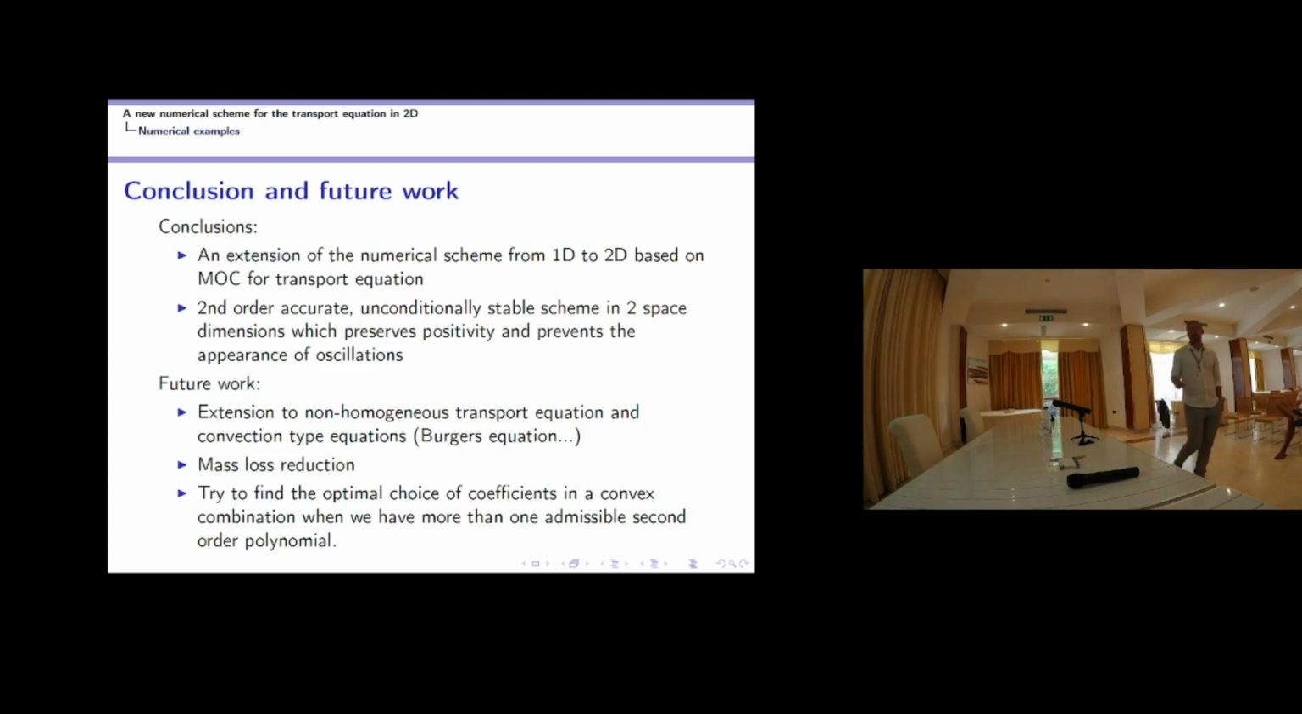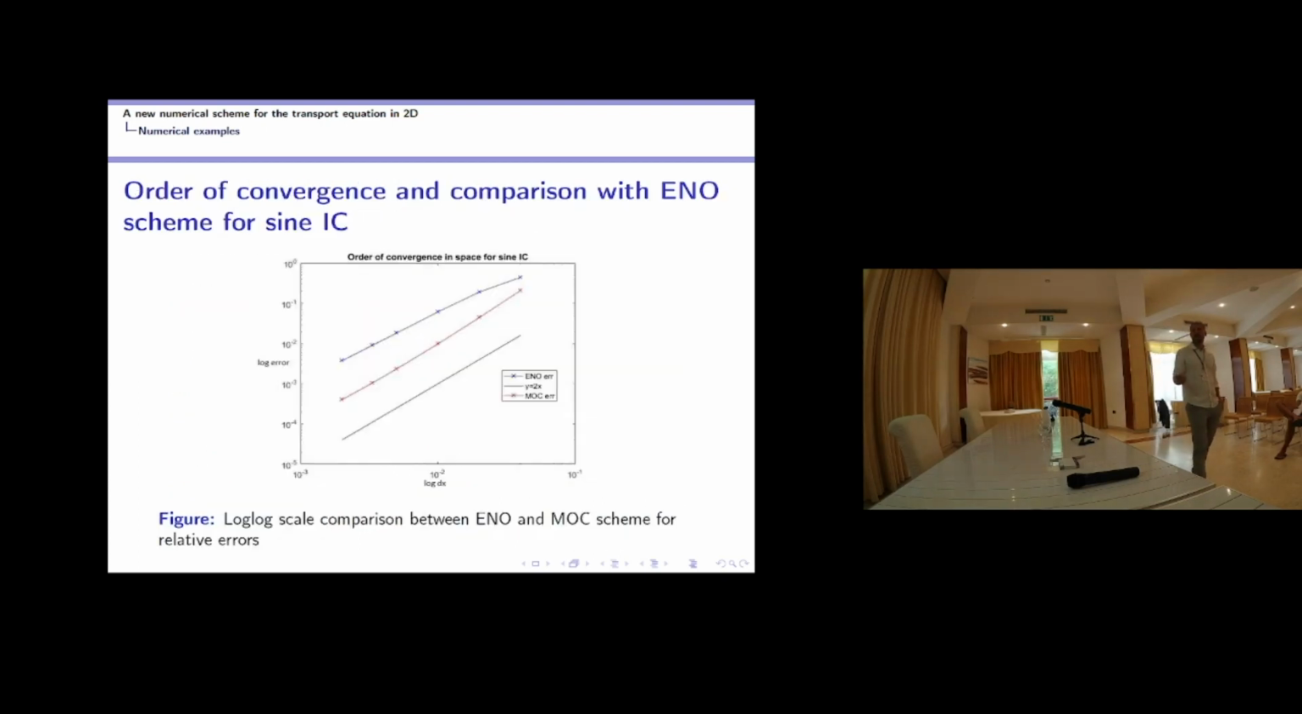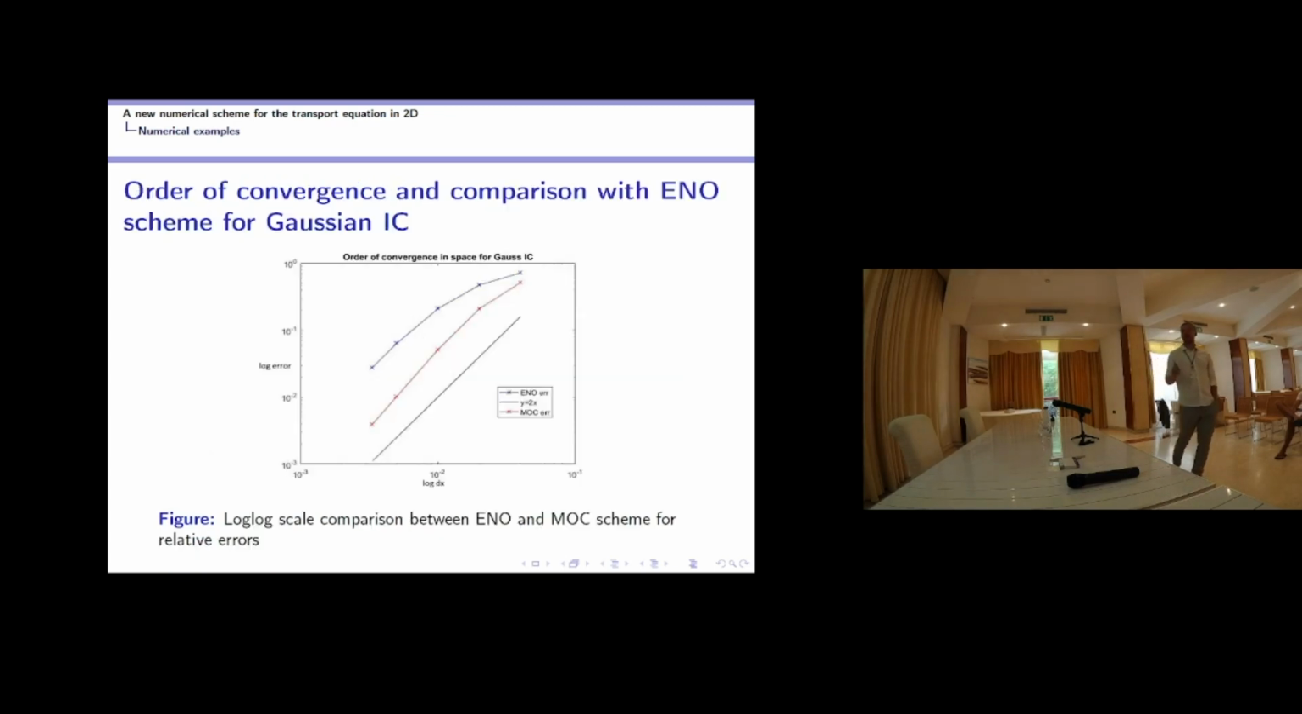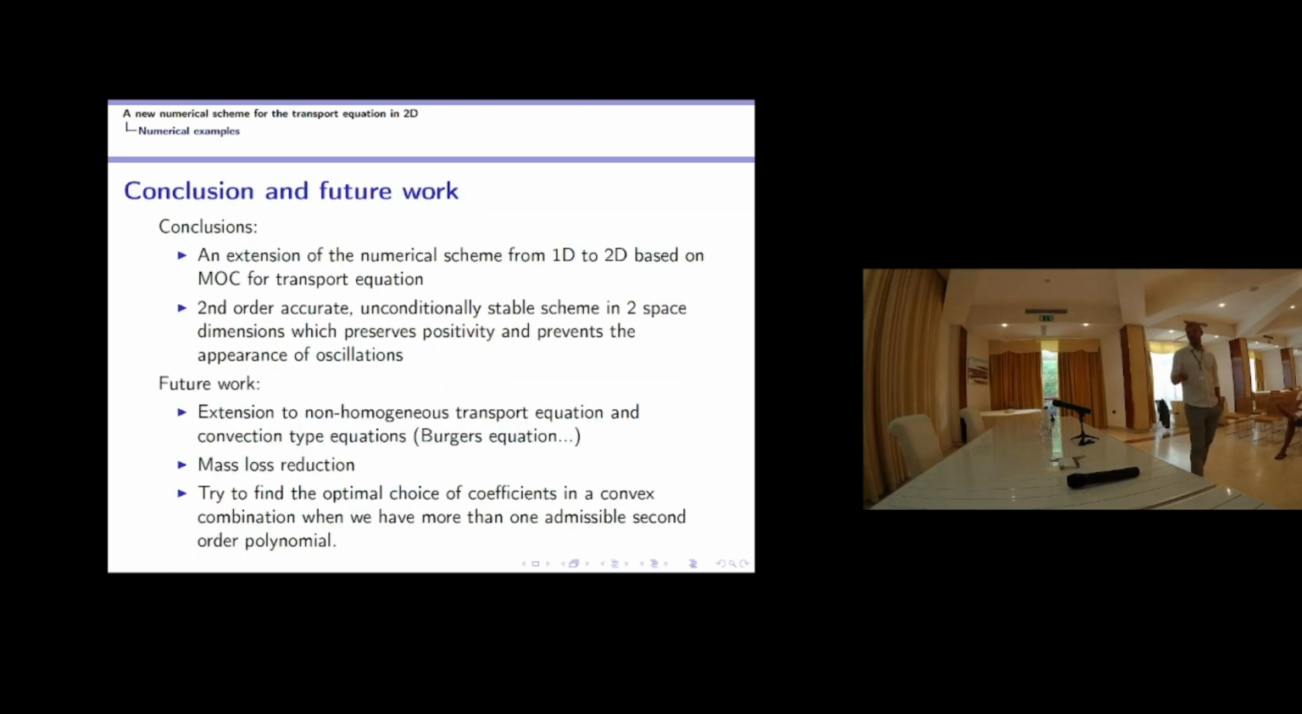oscillations. And for future work, we can try to extend this to the non-homogeneous transport equation when we have this F source, and to try to extend it to other convection type equations like Burger's equation and so on. Mass loss reduction, the thing we saw here, that we lost something of our initial condition after just one term, after 2 pi times, and try to find a better choice for coefficients in a convex combination when we have more than one admissible polynomial.